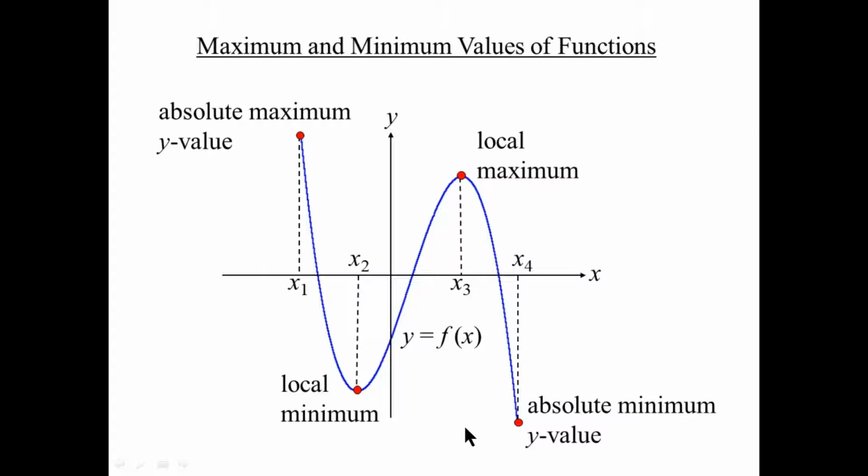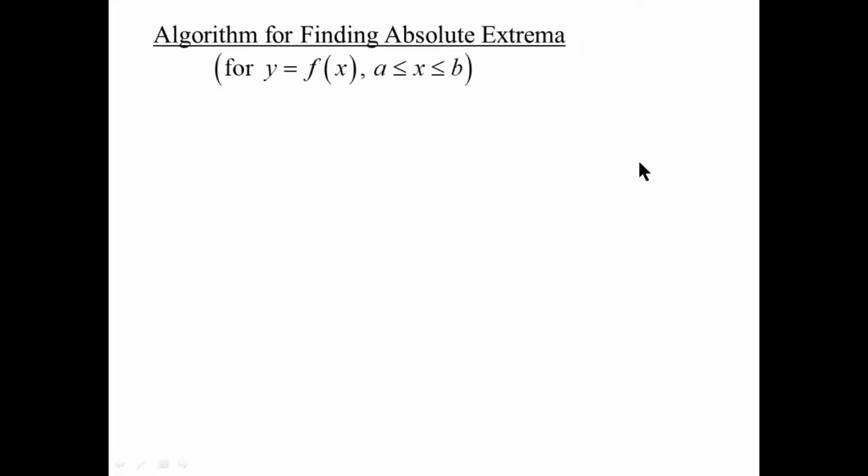I'd like you to notice, before we leave this, that at a local minimum, the tangent is horizontal, so the derivative is 0. At a local maximum, the tangent is horizontal, so the derivative is 0. We will revisit that concept.